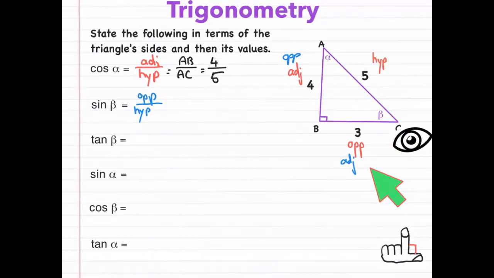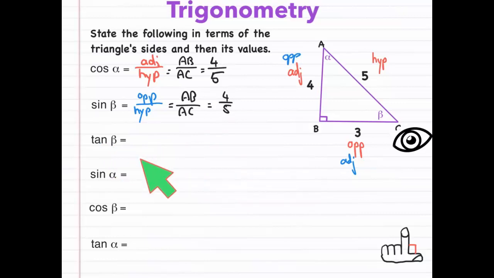Okay, now let's do this. So don't get confused, okay? So my opposite is AB. So let's write that. So that will be AB divided by my hypotenuse, which is AC. Okay, so this will be AC, and that equals 4 over 5 again. So basically, the cosine of alpha, which is 4 over 5, is the same as the sine of beta, which is 4 over 5.